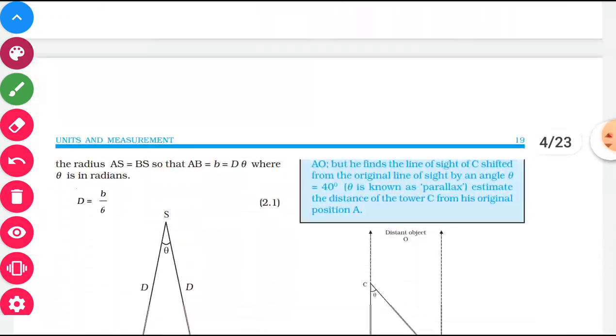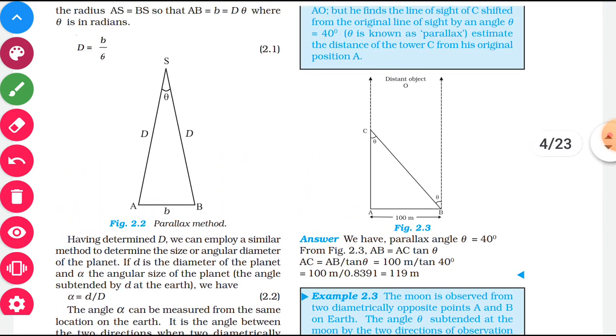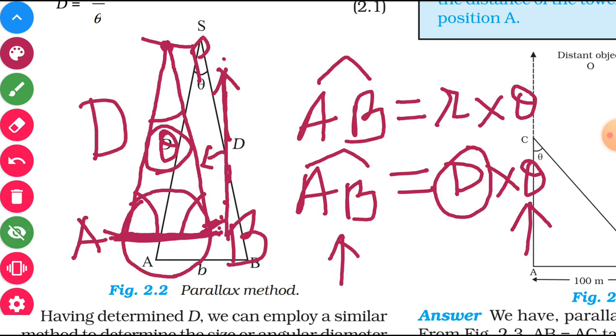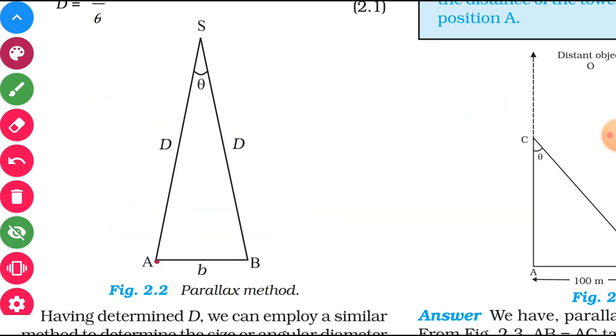So here it is explained. Say for example, again I am trying to explain it to you. These are the 2 points A and B which are there on the earth. So the distance between these 2 points is known to you. Now you are viewing this planet S. So this is your line of sight. Angle theta here is known to you. Now you want to find out this D.